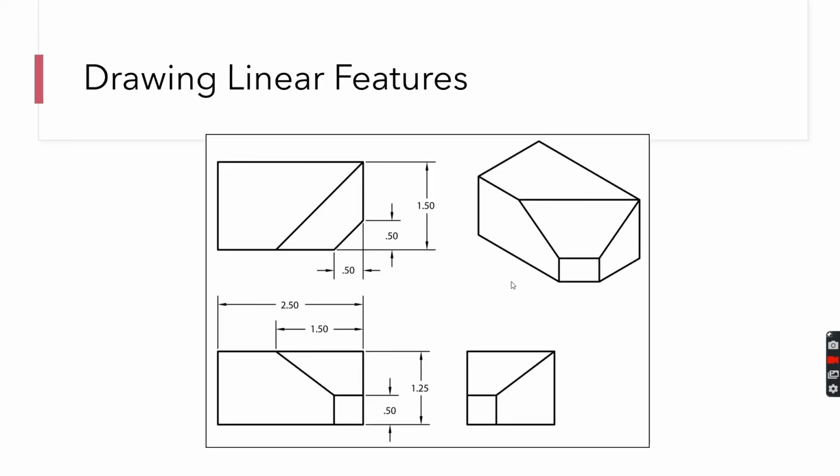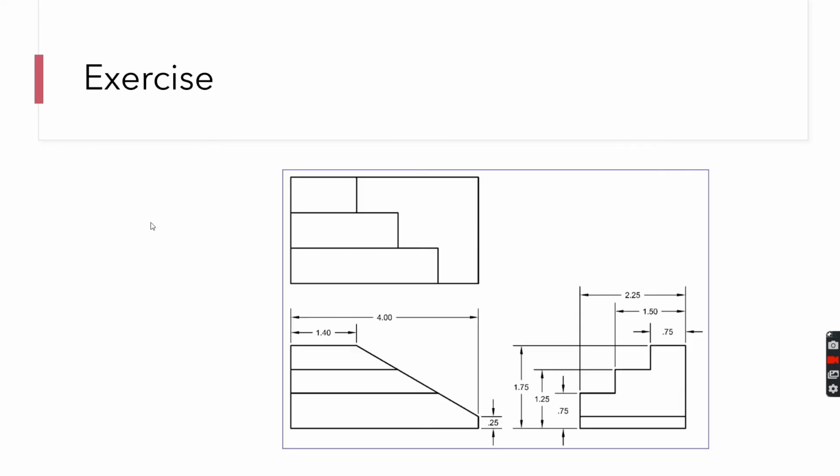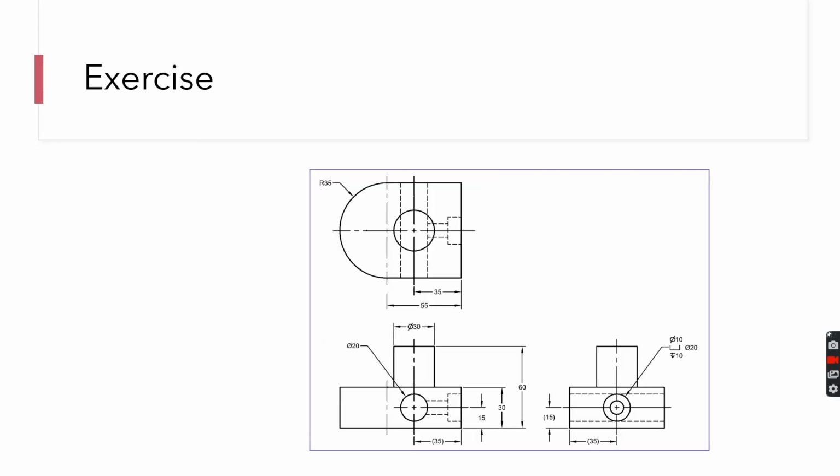Here's an example of 3 views and an isometric. We're going to draw this later when we get into faces and planes and surfaces. In the exercise, which is going to be the next video, we're going to draw this one, put it on a piece of paper and make an isometric. That is it for chapter 3.